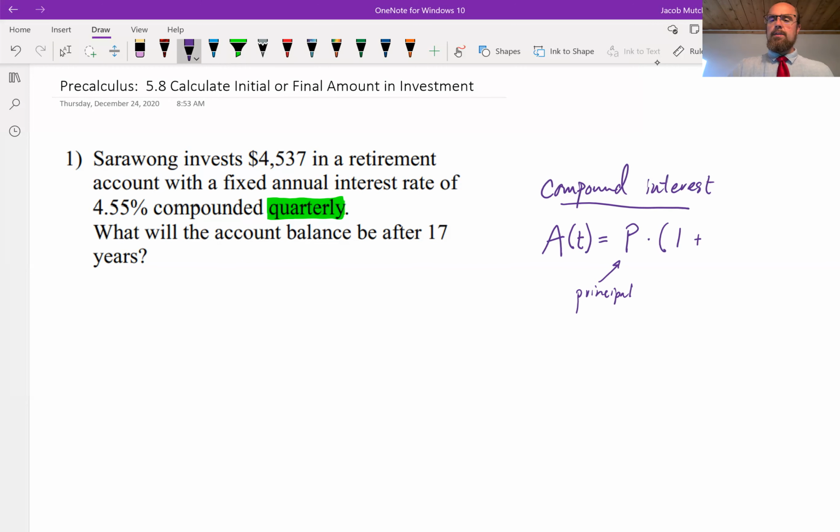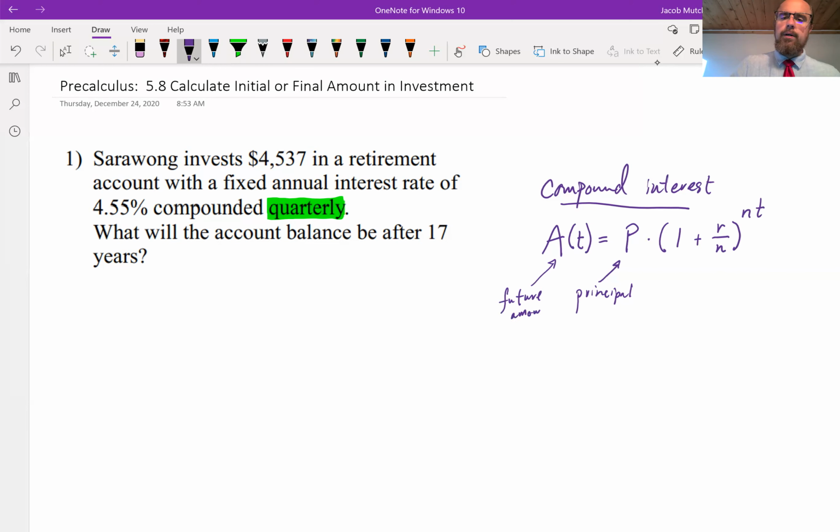And the way we'll get that, it's the rate divided by the number of times that we invest over the year. So for us, that's about this quarterly. And then because it's exponential, it's raised to the power of that same n value times time. So I've got principal labeled here. That A of t is the future amount.